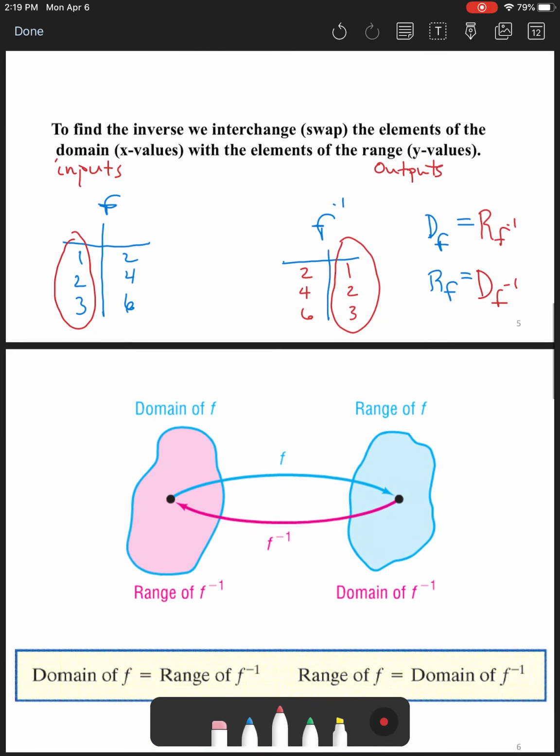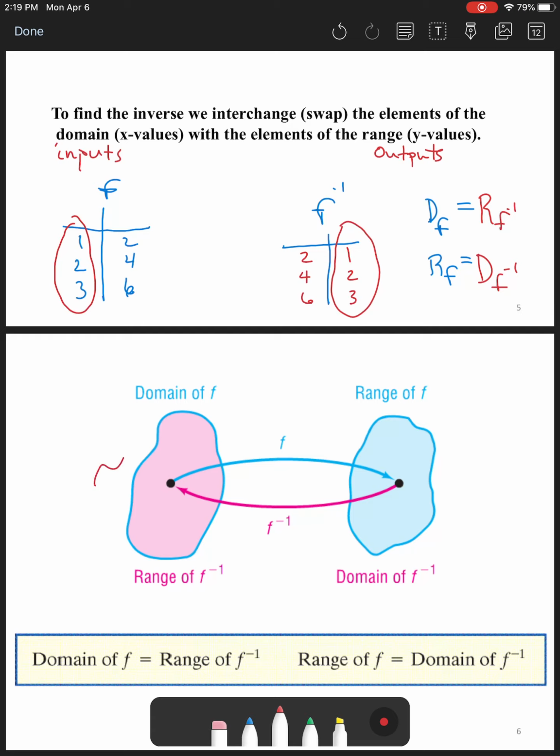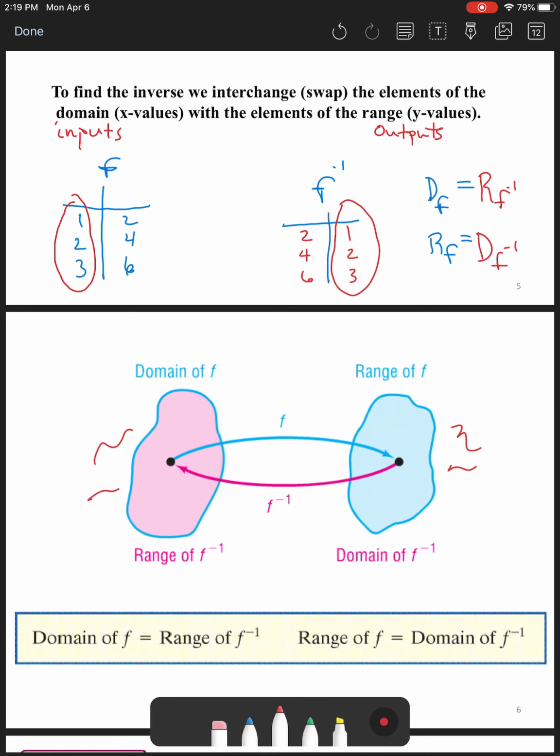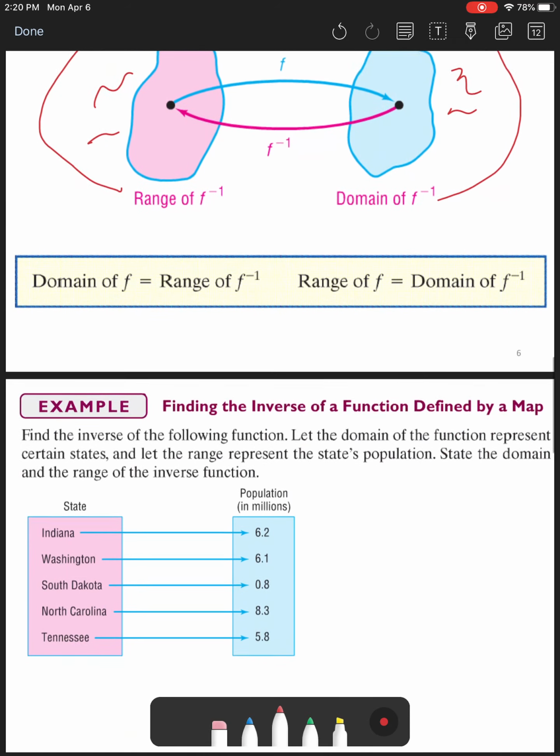All right. I remember the first time I saw these blobs of pictures right here, and I was like, what in the world is going on with this? But all these blobs are saying the domain of the original is the range of the inverse. The range of the original is the domain of the inverse. And that's exactly what we did up top in our example.